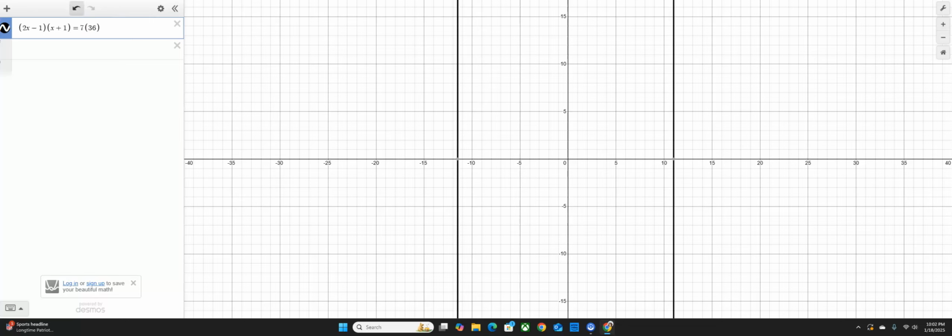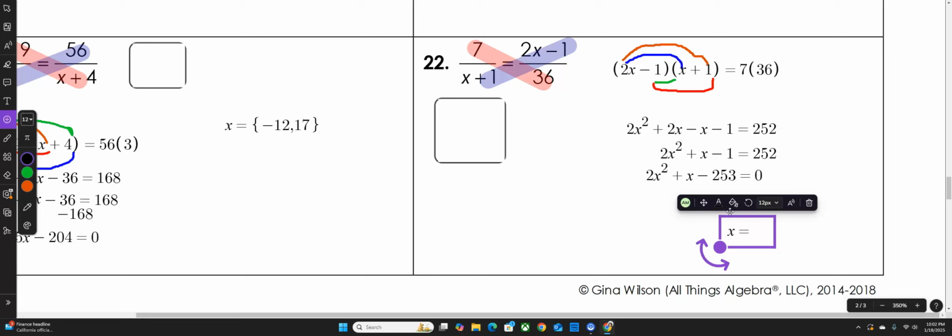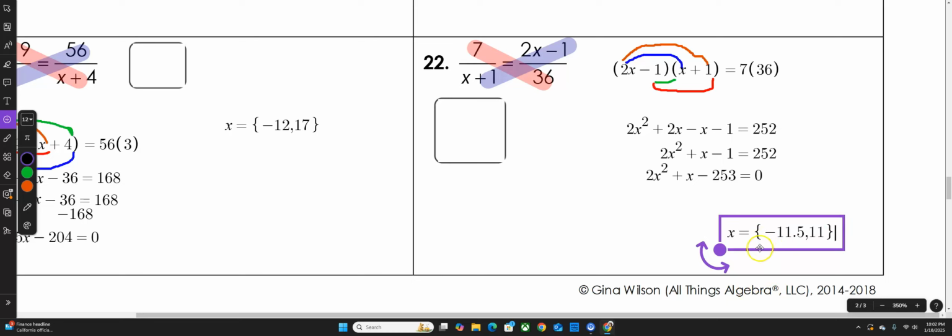Okay, so the answers to this final problem is going to be that x is equal to, open curly bracket, negative 11.5, comma, 11, close curly bracket, and that is the end of this assignment.